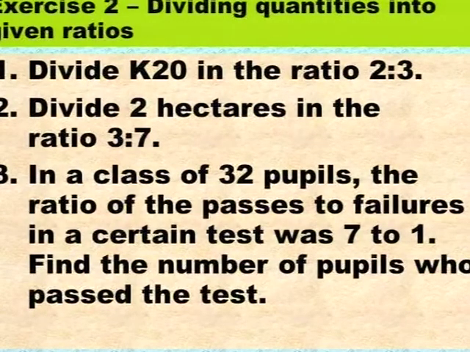Now you are going to use our other example. Number 1 reads divide 20 kina in the ratio 2 is to 3.